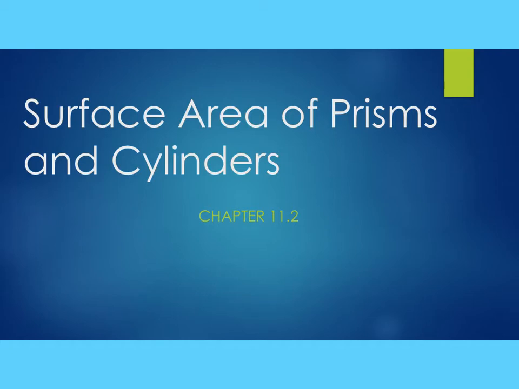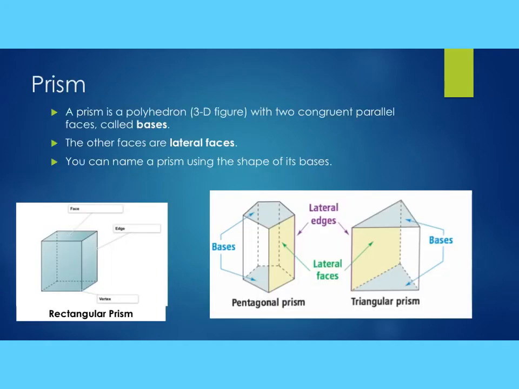So this is surface area of prisms and cylinders, 2 of the 4 we're going to do. Some basic vocab, like what is a prism. So a prism is called a polyhedron, which is basically a 3D figure. Okay, so we're leaving the 2-dimensional stuff like the circles and the squares and the rectangles, and we're getting into 3-dimensional figures. There's 2 congruent parallel faces, which are called bases. And then the other faces are called lateral faces.